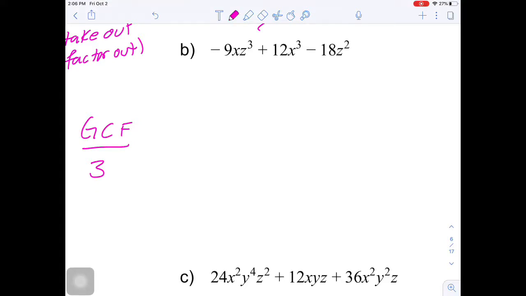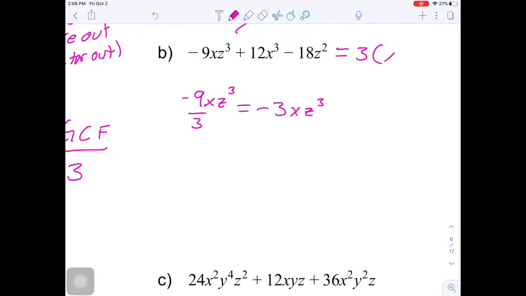So what I'm going to do is I'm going to take out a 3. And again, you divide by your greatest common factor when you're factoring it out. So negative 9xz cubed divided by 3. Well, here, negative 9 divided by 3 gives me negative 1. Or sorry, negative 3. And I'm not doing anything to my x and my z cubed, so they just follow along. So this will be negative 3xz to the power of 3.